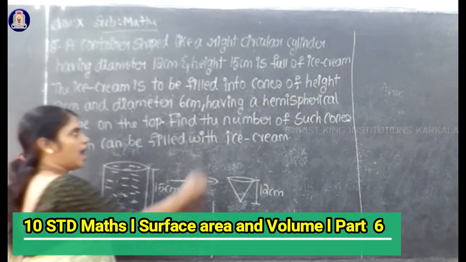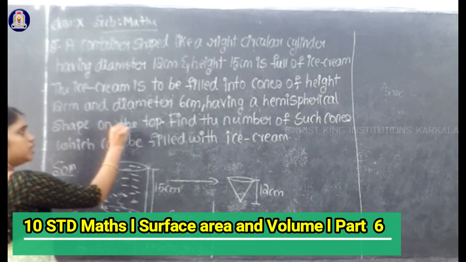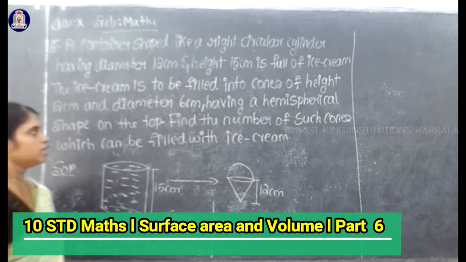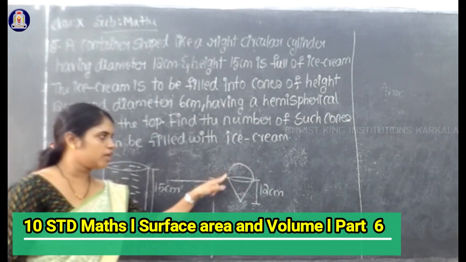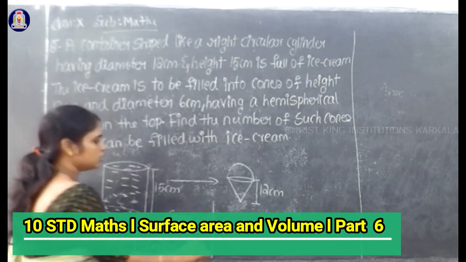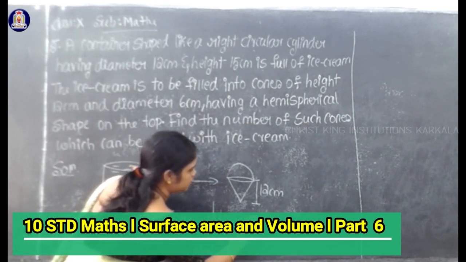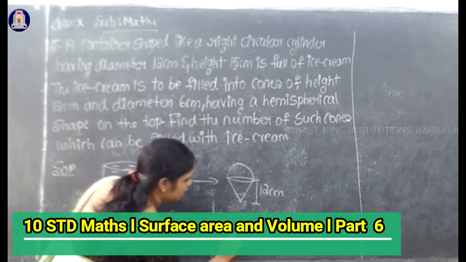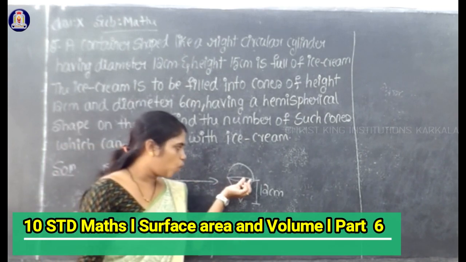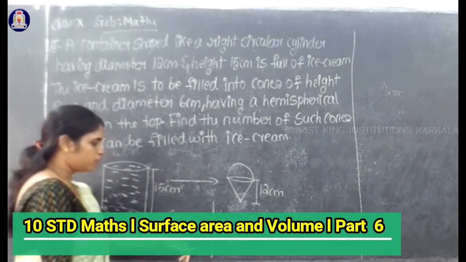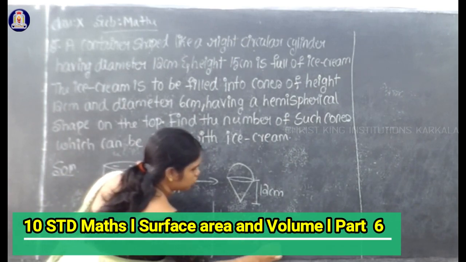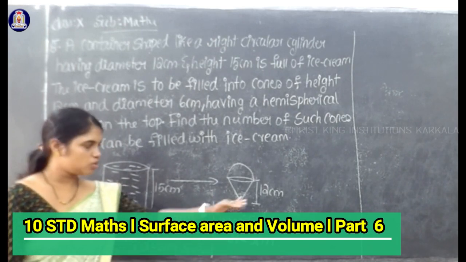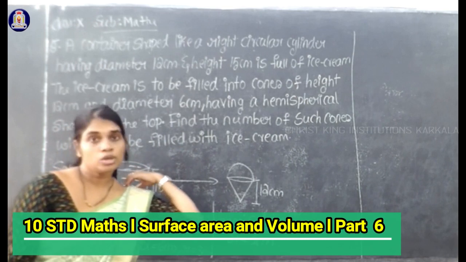Also given, it has a hemispherical shape on the top. So one more shape you can observe here. What is that? Hemisphere, isn't it? For the hemisphere, what is the radius? We know that the radius of the cone is equal to the radius of the hemisphere, so I use the same value: small r is equal to 3 centimeter.